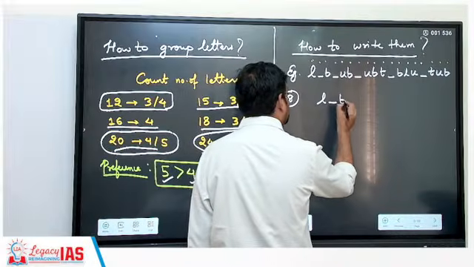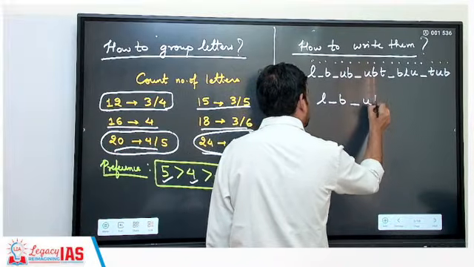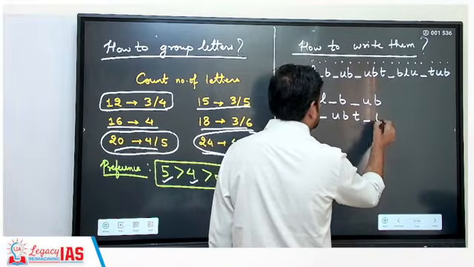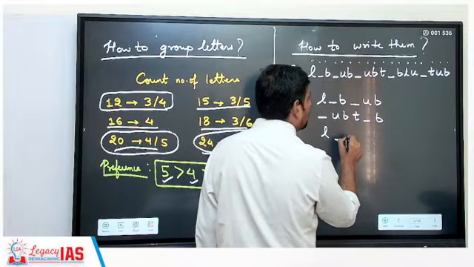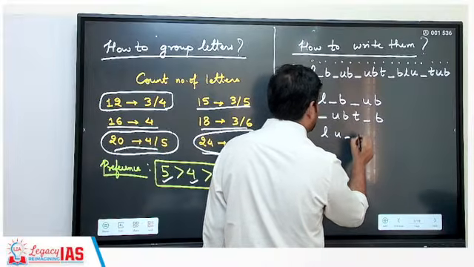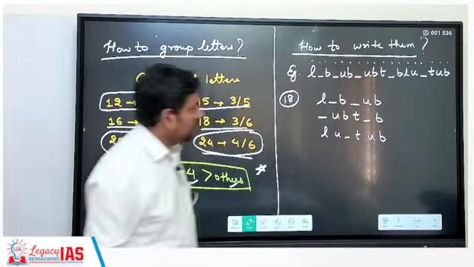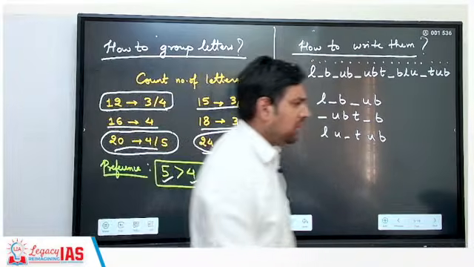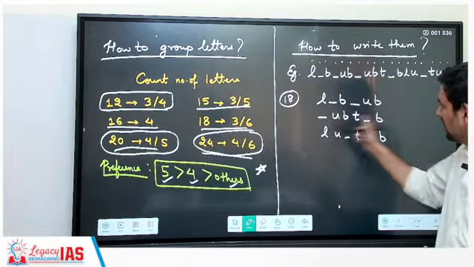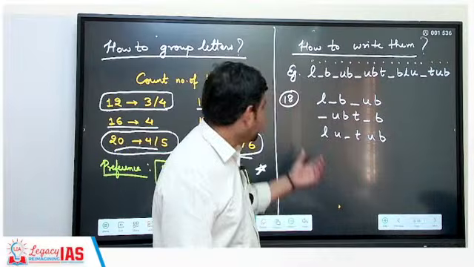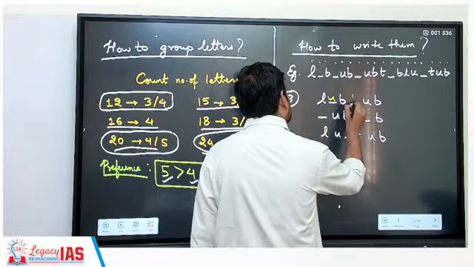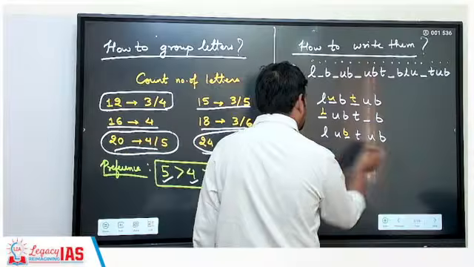So L dash B, then dash U B T dash B, then L U dash T U P. This is the pattern. Now once you write them one below other, you will start seeing the pattern much more easily. If you see, all of them are actually the same letters written again and again in the groups. So this is laptop, this is also laptop, this is also laptop.